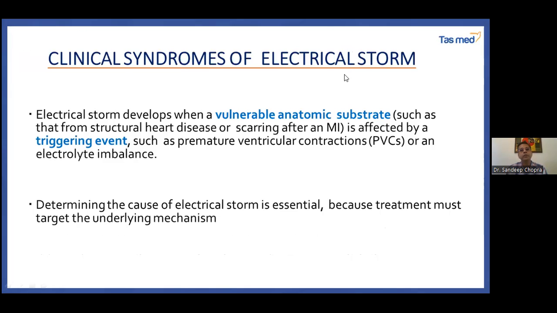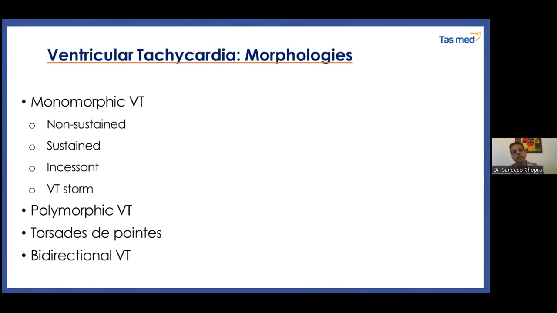Clinical syndromes of electrical storm develop when a vulnerable anatomical substrate, such as that from a structural heart disease or scarring after an MI, is affected by a triggered event such as a premature ventricular contraction. So this is a structurally abnormal heart, and once a patient has a single ectopic beat and this converts into a VT, this is called electrical storm.